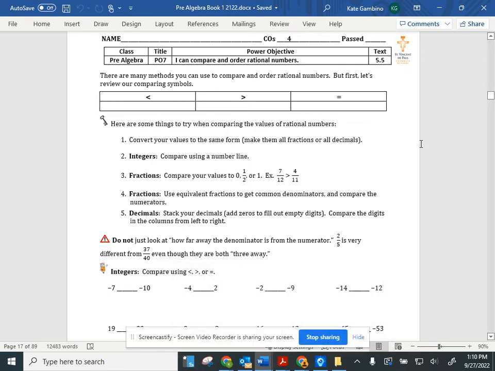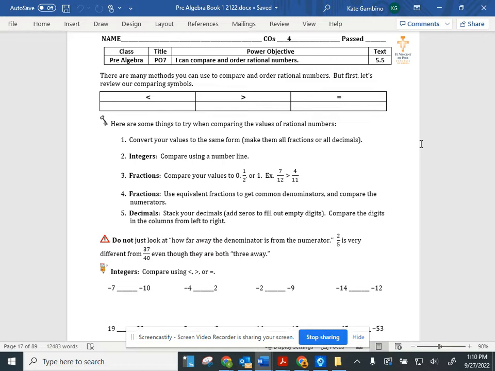All right, good afternoon. We are on PO7, so this is a power objective, one of those objectives that you must pass. Math builds on itself. This is important to know. I can compare and order rational numbers. Remember, rational numbers can be positive or negative. They can be a fraction. They can be a decimal that repeats or ends. So we're comparing any of those rational numbers.